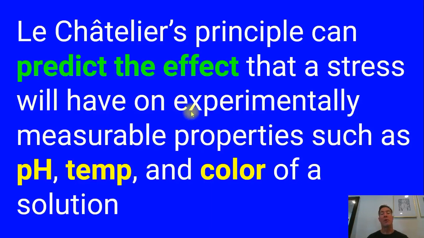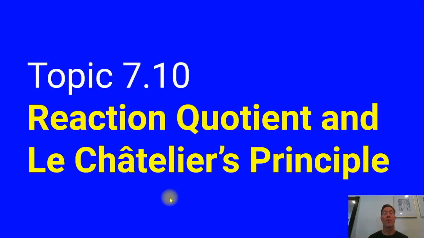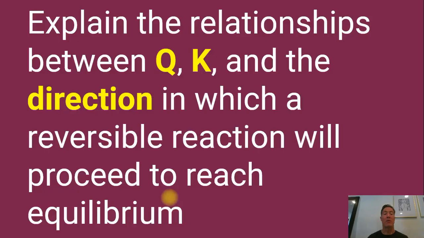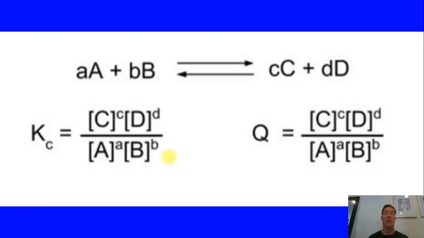We can use Le Chatelier's principle to predict the effect that a stress will have on properties such as pH, or temperature, or even the color of a solution. Let's look at the reaction quotient and Le Chatelier's principle. Let's look at the relationships between Q and K and the direction that the reaction will proceed to reach equilibrium.